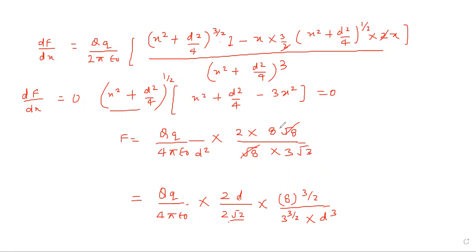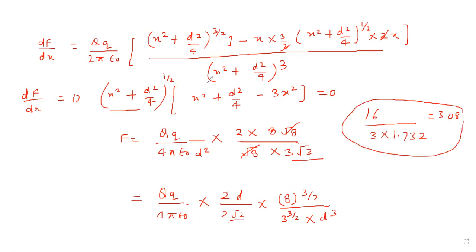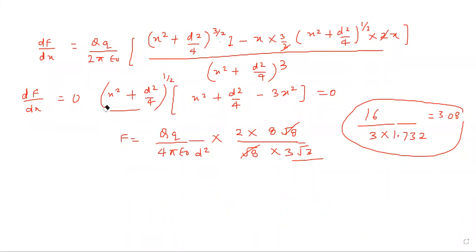Now here the number is 16 in the numerator, and in the denominator it is 3 root 3, that is 3 into 1.732. If we divide, we get around 3.08. So our final answer will be F equal to 3.08 times capital Q small q divided by 4 pi epsilon naught d square, which is our answer.